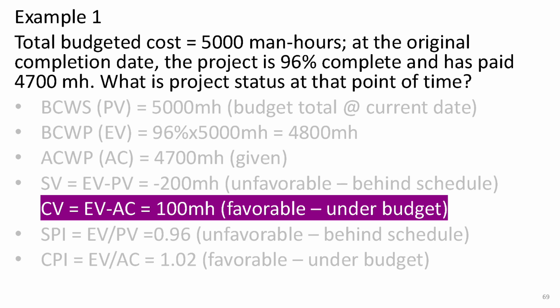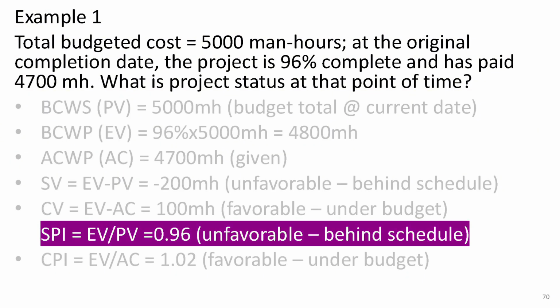Instead of using SV and CV to assess schedule and cost status, we can use SPI and CPI measures, which will give us the same results. The Schedule Performance Index, SPI, shows how we performed in terms of time. We calculate this by dividing earned value, EV, by planned value, PV. In this case, 4,800 man-hours, EV, divided by 5,000 man-hours, PV, gives us 0.96. Since the SPI is less than 1, it's unfavorable, indicating that we're behind schedule.